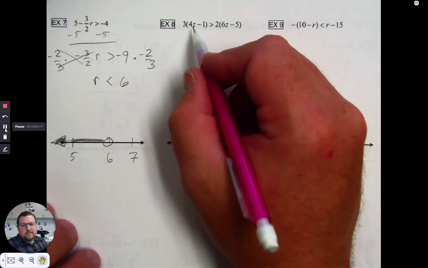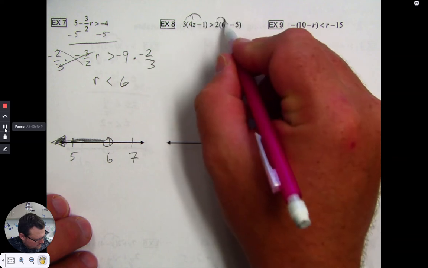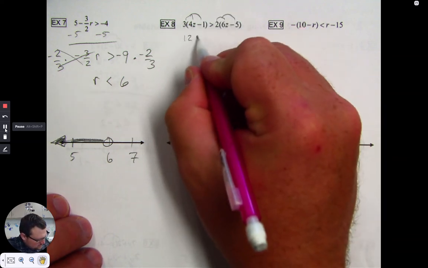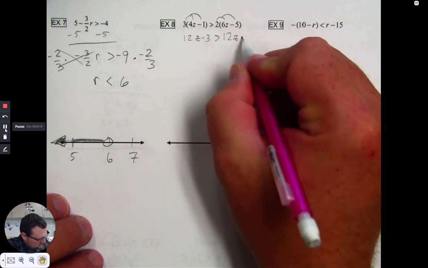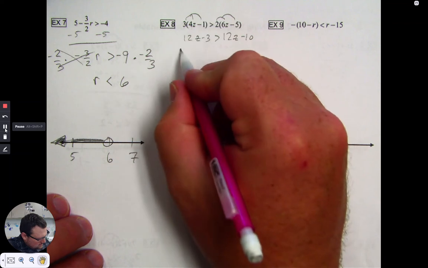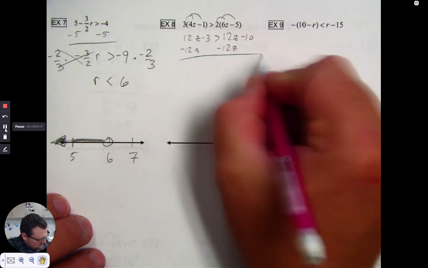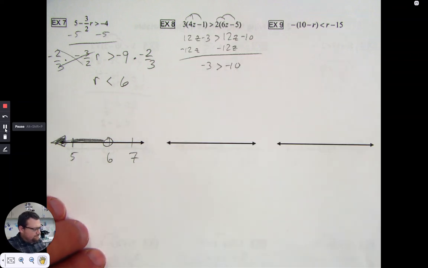Okay, our next one, we need to do some distribution first. So we distribute the 3 on the left side and a 2 on the right side. So that leaves me with 12z minus 3 is greater than 12z minus 10. So then if we subtract 12z's from both sides to get our z's on the same side, that gives me negative 3 is greater than a negative 10.